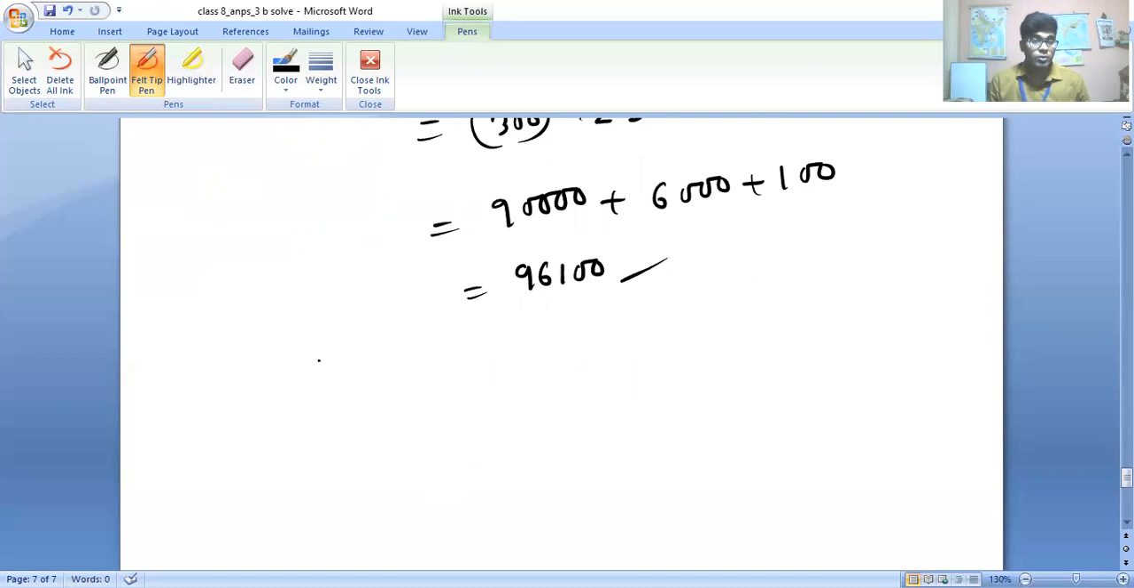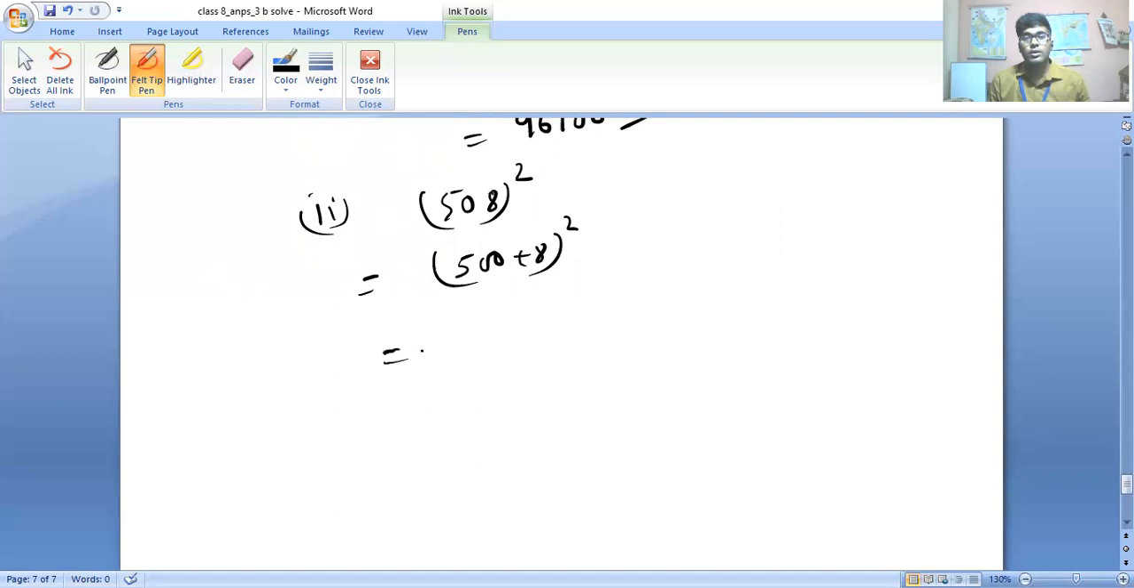Similar way, we can do question number 2. So what can we do therefore here? Similar way, a square plus 2 into a into b plus b square.